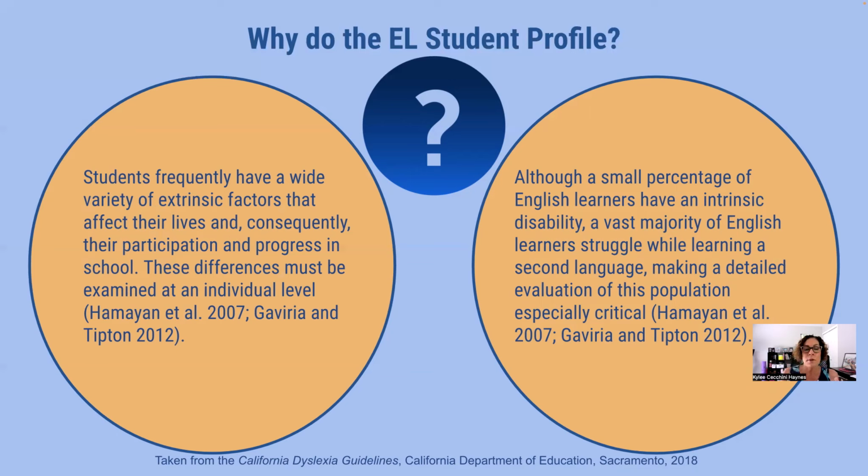And it is really important that we look individually at the student, what the extrinsic factors are, like learning a language, and separating that out from an intrinsic disability. What we know is that the disability will show up in their primary language. So it's not just a disability in English, it's got to be a disability in their primary language as well. It's got to show up there too. If it doesn't, then it's about them learning the language, okay? All right, so it's important that we look at our students individually, thus the EL student profile is very important.